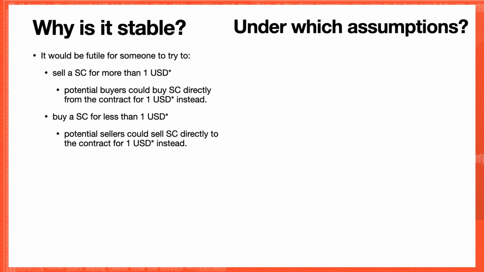Under which assumptions is it stable? The assumption that the reserve ratio is greater than the minimum reserve ratio threshold, because if this is not the case, then buying stablecoins directly from the contract is not enabled anymore. This is a situation that may happen when there's too much demand for stablecoins, but not enough reserves. So you may end up having to buy your stablecoins in the secondary market for a price that is higher than $1, because the contract wouldn't be selling it to you for just $1.